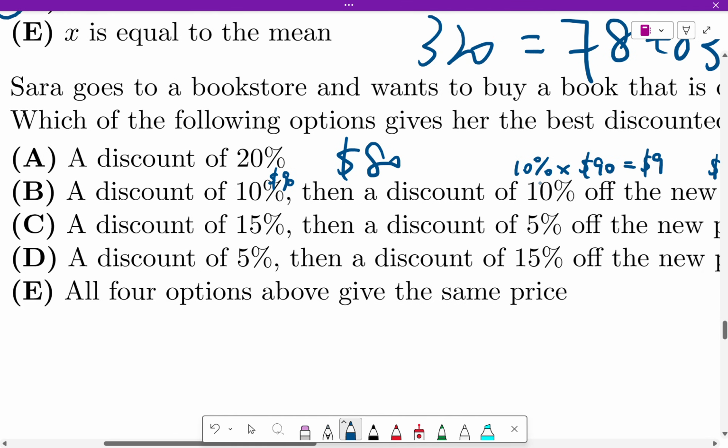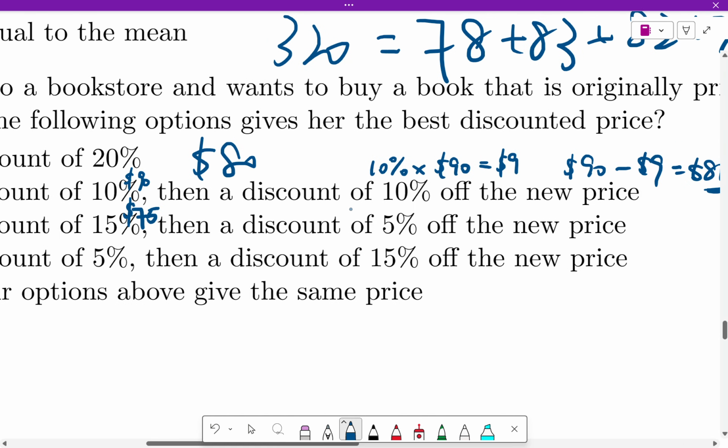Option C, a discount of 15%, which will give us $85. Then a discount of 5% of the new price, which means we're subtracting 5% of the $85 off. So first let's calculate 5% times $75, which will give us 3.75.